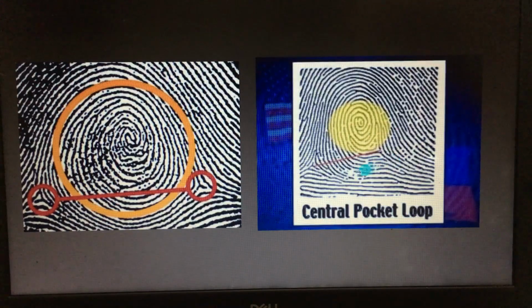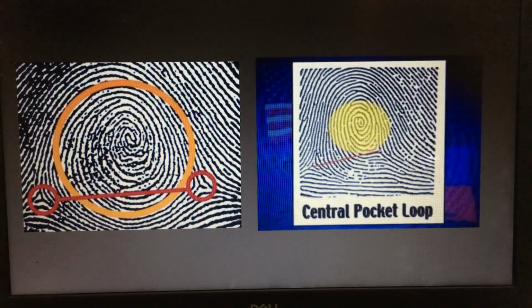So they are not perfectly facing each other, unlike with the plain whirl. The other delta found is at the nearest of the loop of the whirl, here. We can see here the other side of the delta. So that is the difference between central pocket loop and plain whirl.